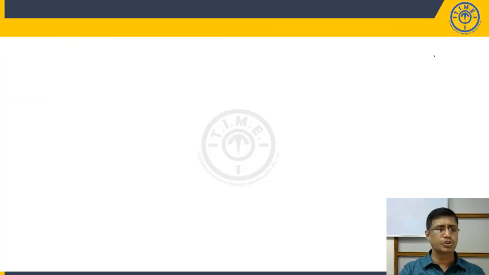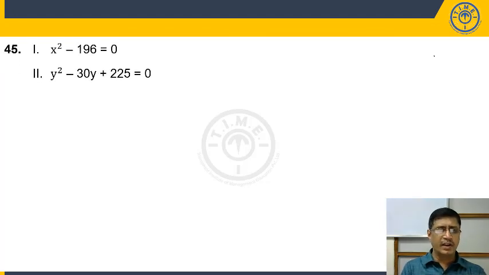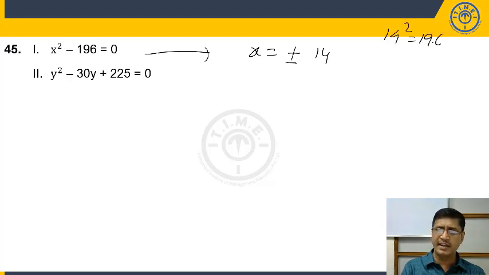Now look at the next question on your screen. x² = 196, and 196 is a perfect square. The value of x is equal to plus or minus 14. 14 squared is equal to 196.